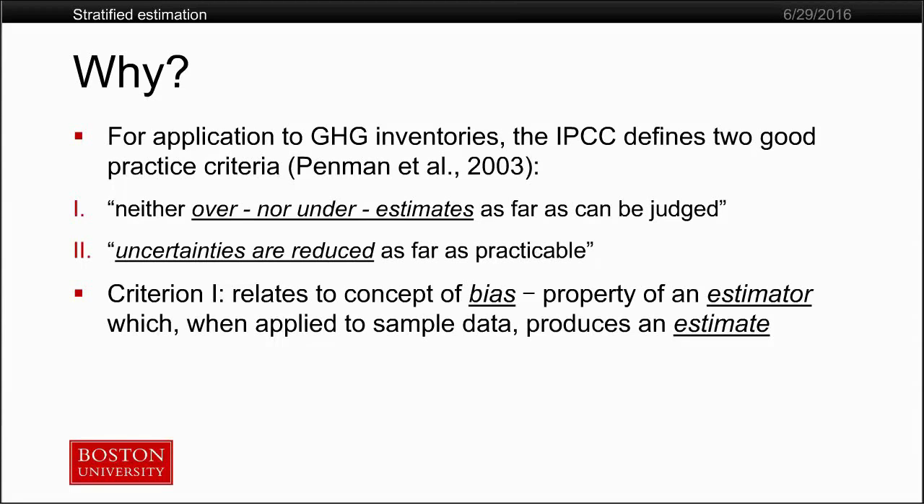So an estimate is unbiased if its expected value equals the quantity we wish to estimate. So if the quantity we wish to estimate is the area of deforestation, for example, we say that an estimate is unbiased if the expected value equals the correct, the true area of deforestation. That is what it means. We have an unbiased estimate.